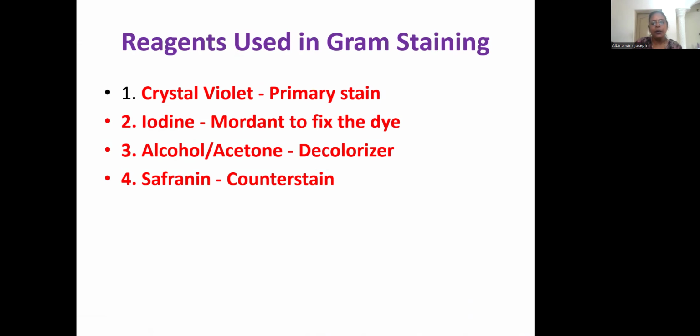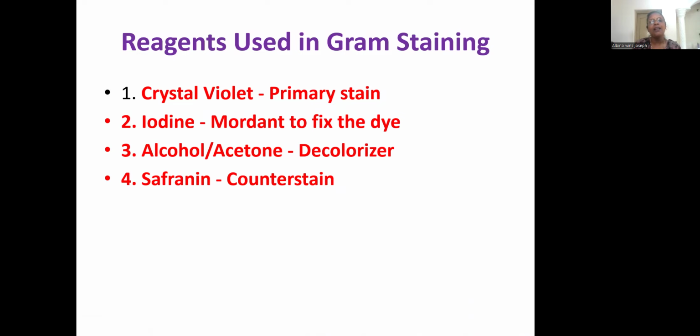In this slide, you can see the reagents that we are using in gram staining. First is crystal violet. That is the primary stain that gives violet color to all the bacterial cells. Second one is Gram's iodine. It acts as a mordant, that is, it will fix the dye to the bacterial cells. Crystal violet and iodine interact together and form a complex so that the cells will be dark purple in color.